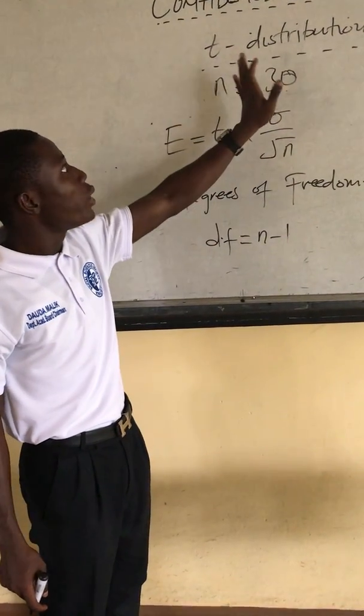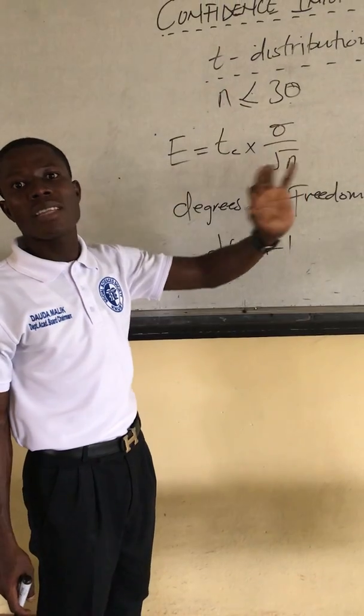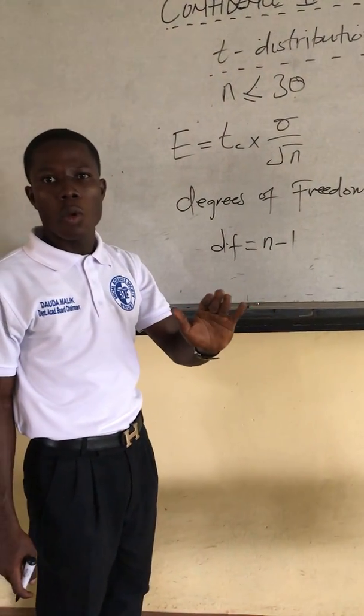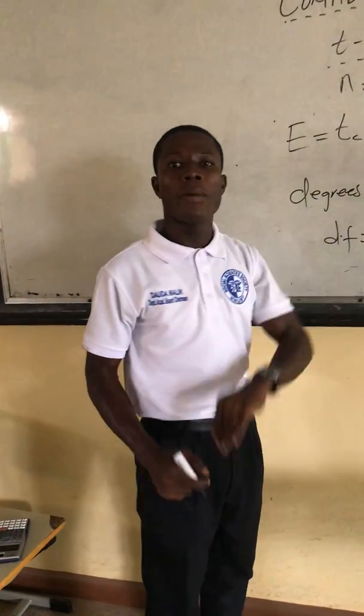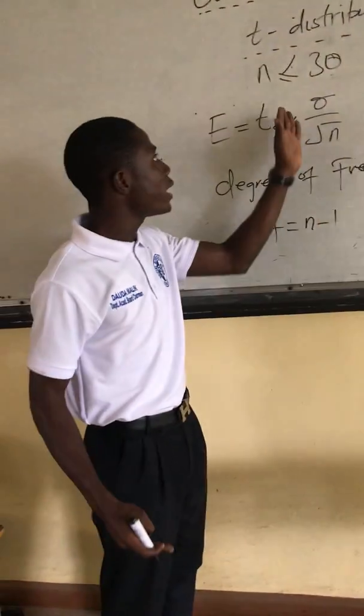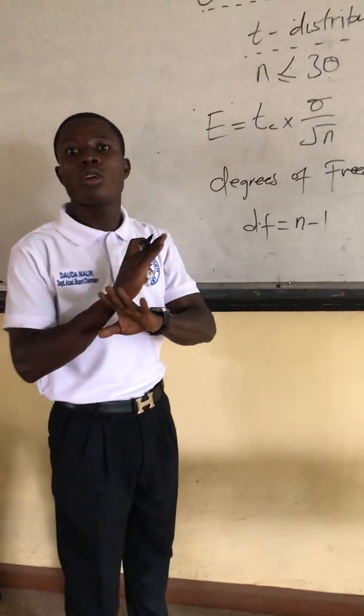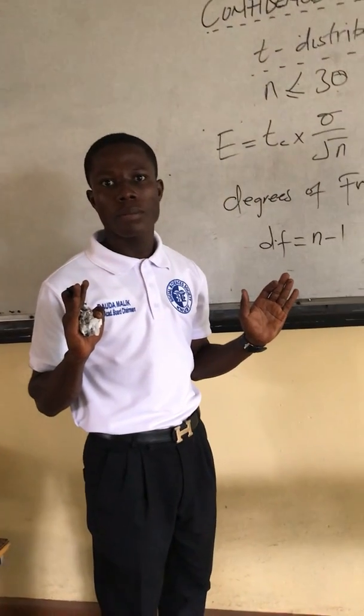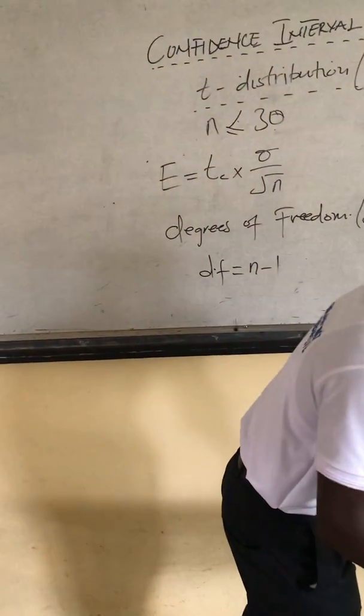And with the z, that's the large samples, the population standard deviation is always known. But here, the population standard deviation is unknown. Okay, so I have a question here.